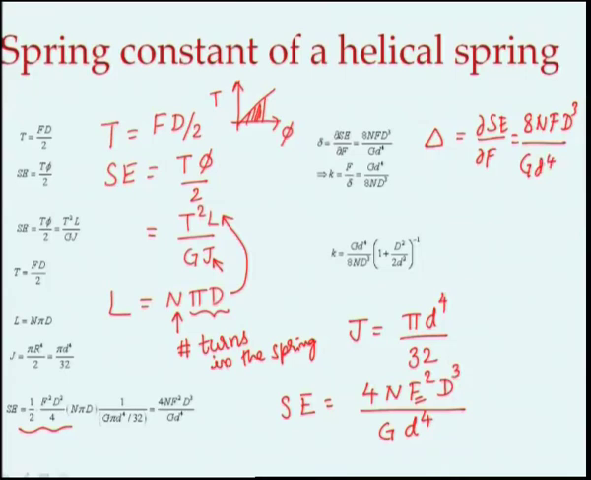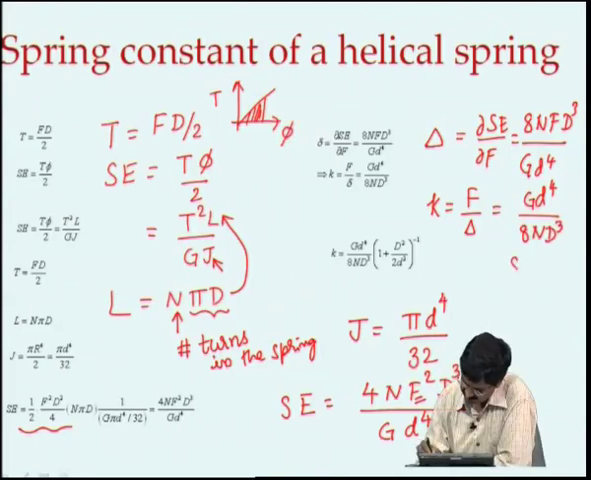Okay, that is a deflection. So, how do we define spring constant K? F divided by this delta, which will give us G. This is F here, F divided by delta this way, it will go G d to the 4 divided by 8 n d cube. That is the spring constant.